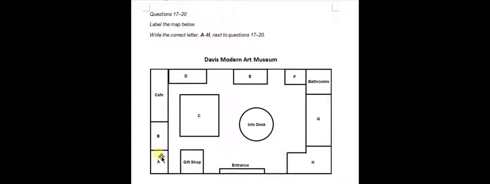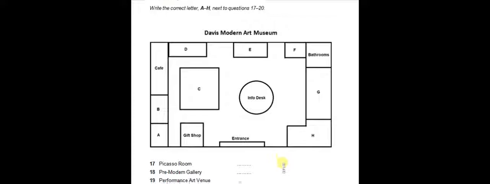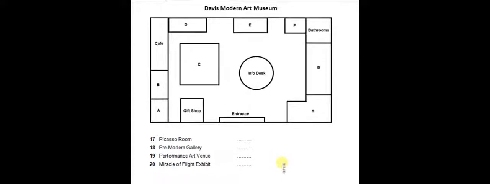Notice the letters go in clockwise order. That means we're not going to follow a clockwise order as we go around. It'll have to be kind of random. Remember, probably scattered questions. And here we can see what we're listening for: Picasso Room, Pre-Modern Gallery, Performance Art Venue, and the Miracle of Flight exhibit.